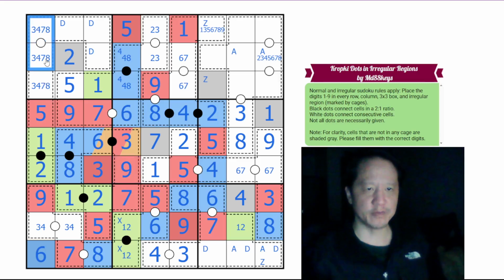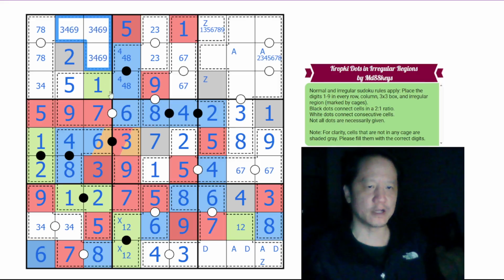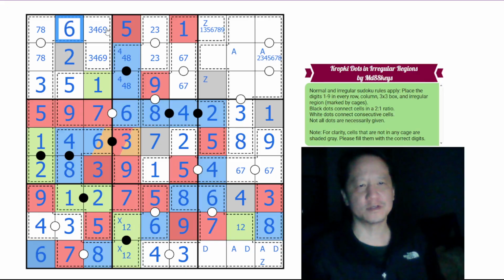These are consecutive, but cannot be 3, 4, so this is a 7, 8 pair, which eliminates 7, 8 in the rest of the box, so this can't be 7 or 8. That's 3 or 4. Remaining digits in this cage are 3, 4, 6, or 9. So this cannot be 4 or 9. This 4 eliminates 4 here, so this is 3, which makes this 4, which makes that 3. That 3 eliminates 3 there, so it's 6.